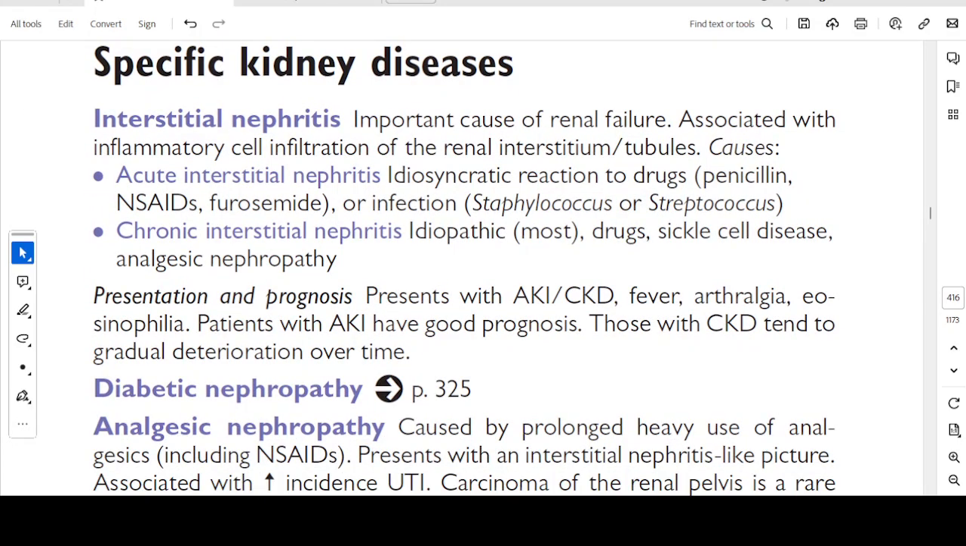Specific kidney diseases. Interstitial nephritis is an important cause of renal failure associated with inflammatory cell infiltration of the renal interstitium or tubules. Causes are acute interstitial nephritis, idiosyncratic reaction to drugs, penicillin, NSAIDs, furosemide, or infection, staphylococcus or streptococcus.